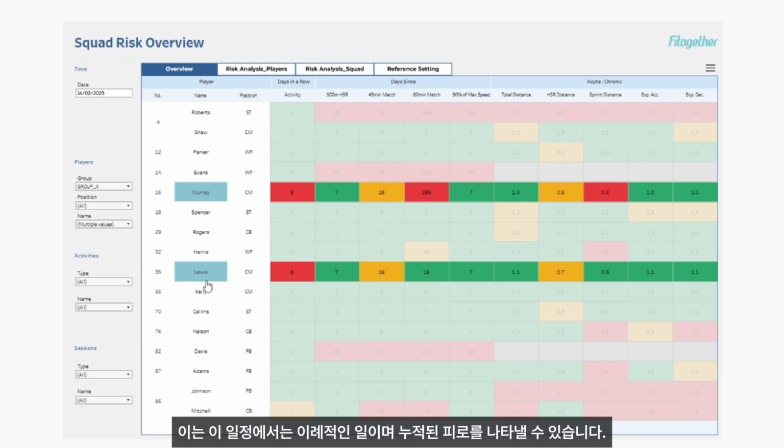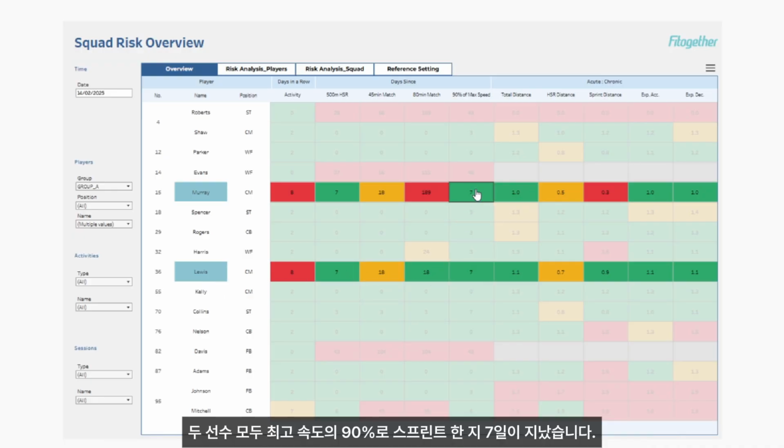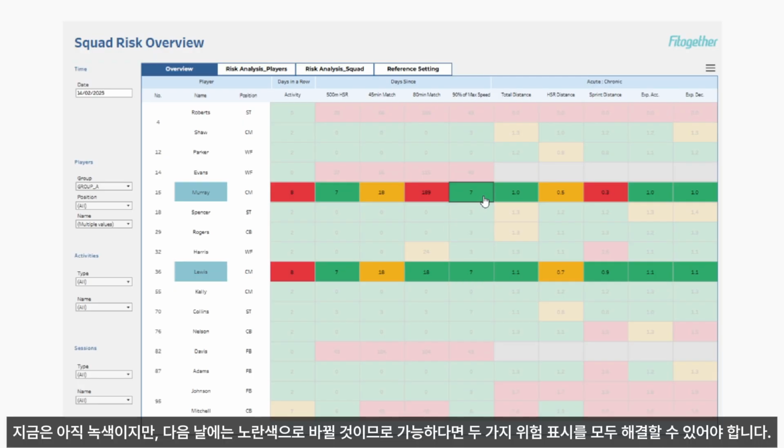That's unusual for this schedule and could indicate accumulated fatigue. If this continues, they're on track to hit 12 consecutive days, which is a potential overload risk. Both players have also gone 7 days since sprinting at 90% of their max speed. They're still in green for now, but will turn yellow the next day. So can we tick off both flags if possible?